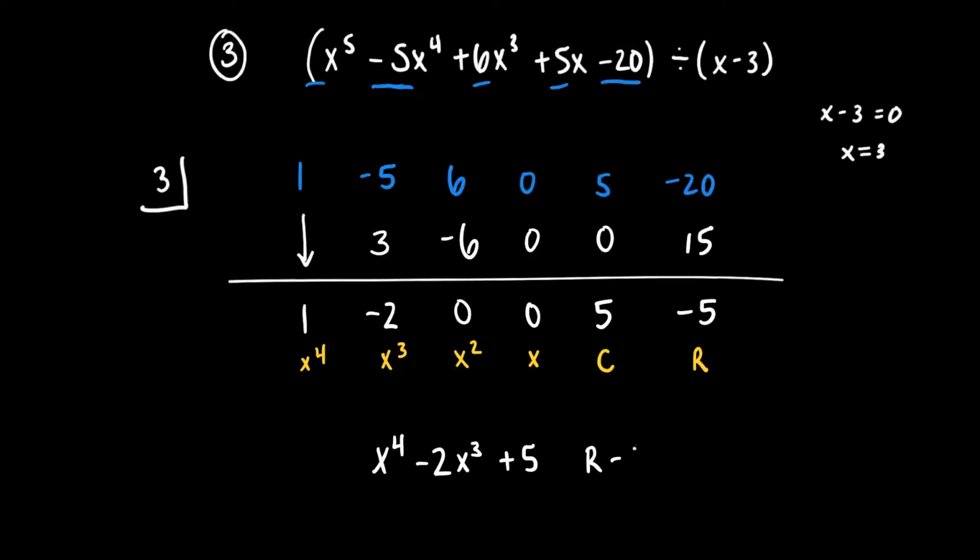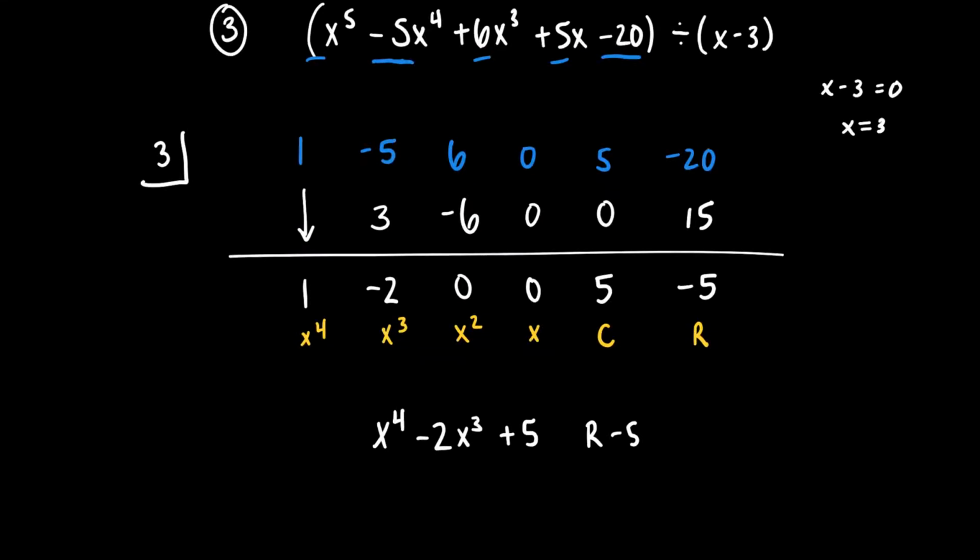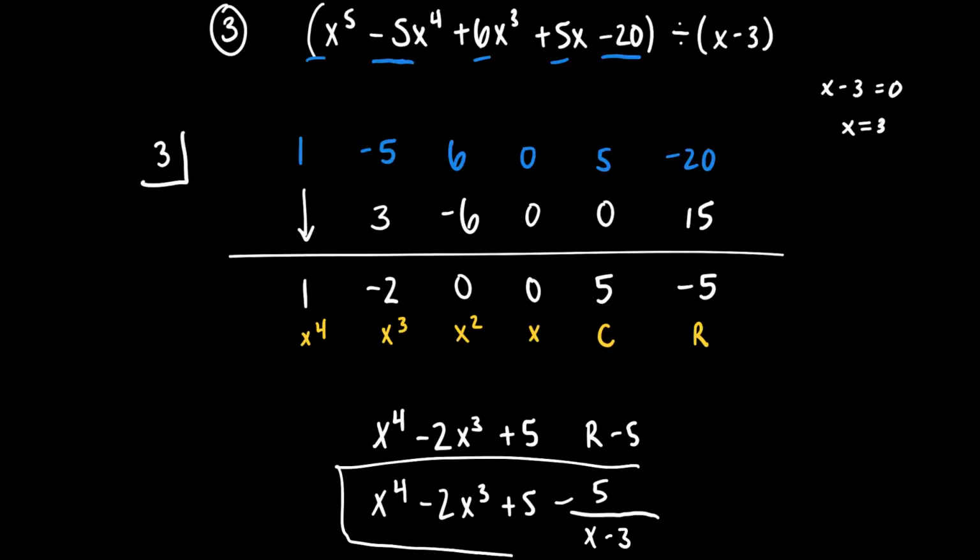So some people will put remainder of negative 5, which is okay. But what most people will write is x to the 4th minus 2x cubed plus 5. And then they'll put minus 5 over the original thing that you were dividing by, which in our case was x minus 3. So we'll divide here by x minus 3. And this is what most mathematicians agree on as the way to write that answer.